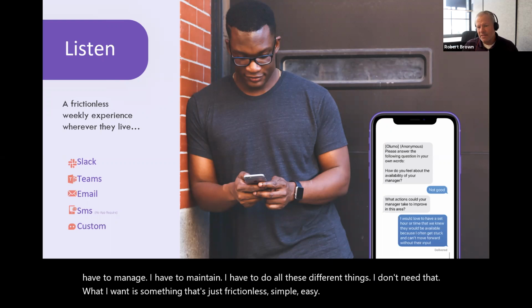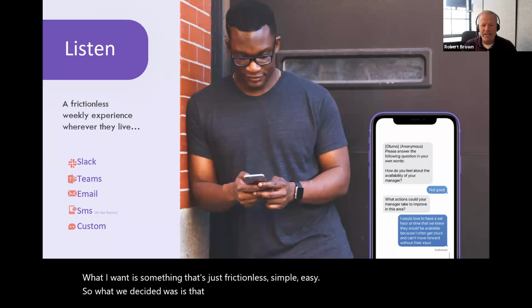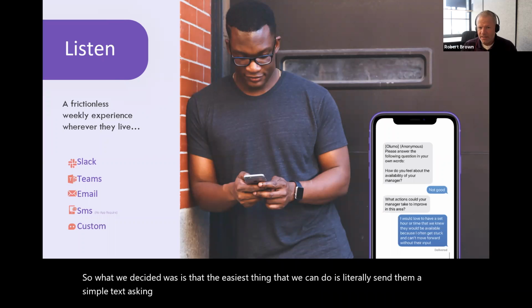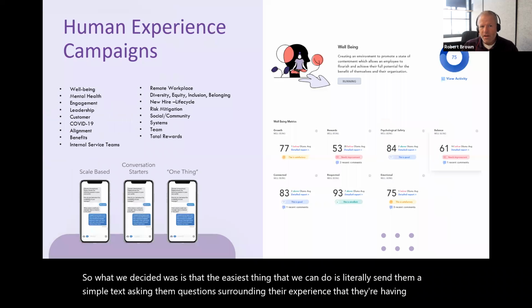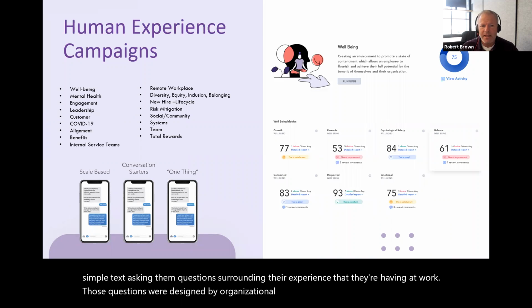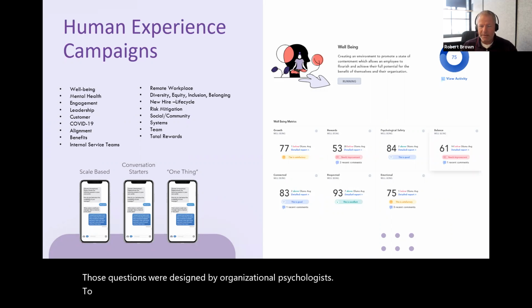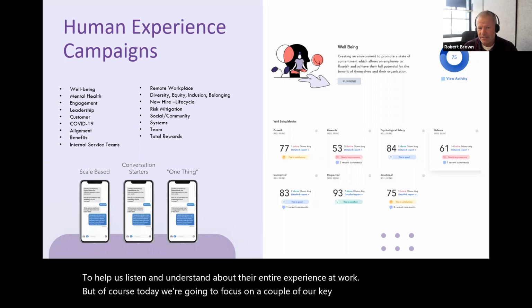So what we decided is that the easiest thing that we can do is literally send them a simple text, asking them questions surrounding the experience they're having at work. Those questions were designed by organizational psychologists to help us listen and understand their entire experience at work. But of course, today we're going to focus on a couple of our key human experience campaigns.